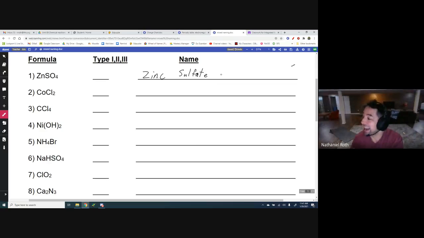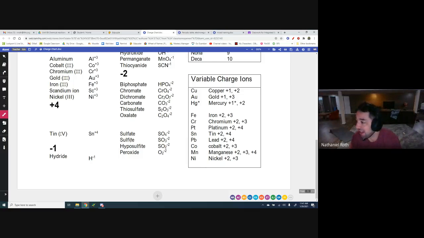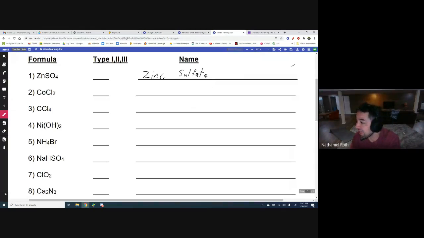So notice I did not replace the ending with IDE, because this is a polyatomic ion, and with polyatomic ions, whatever it says in the charge chart, that is what you leave it as. You do not replace the ending of polyatomic ions with IDE. You only do that with elements. Okay? Okay, so moving on. Also, don't worry about this type 1, type 2, type 3. We are not worried about that.